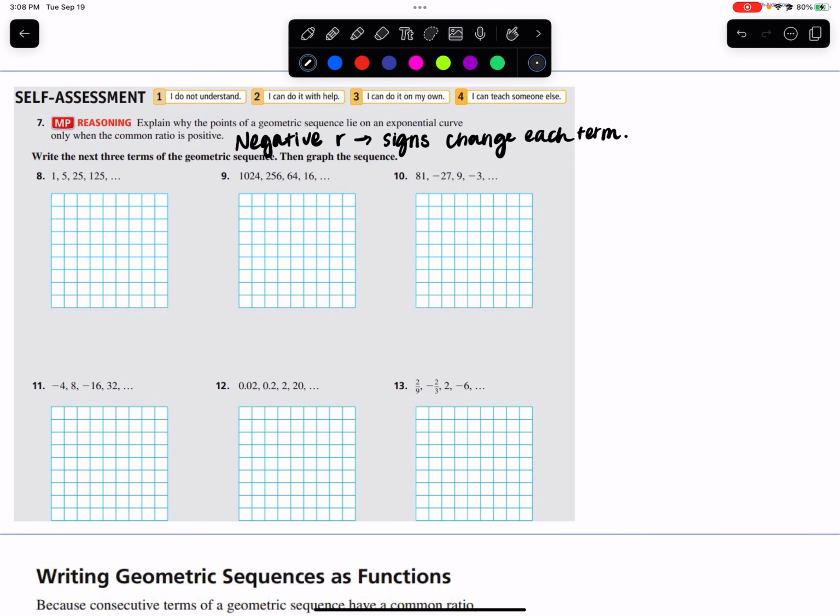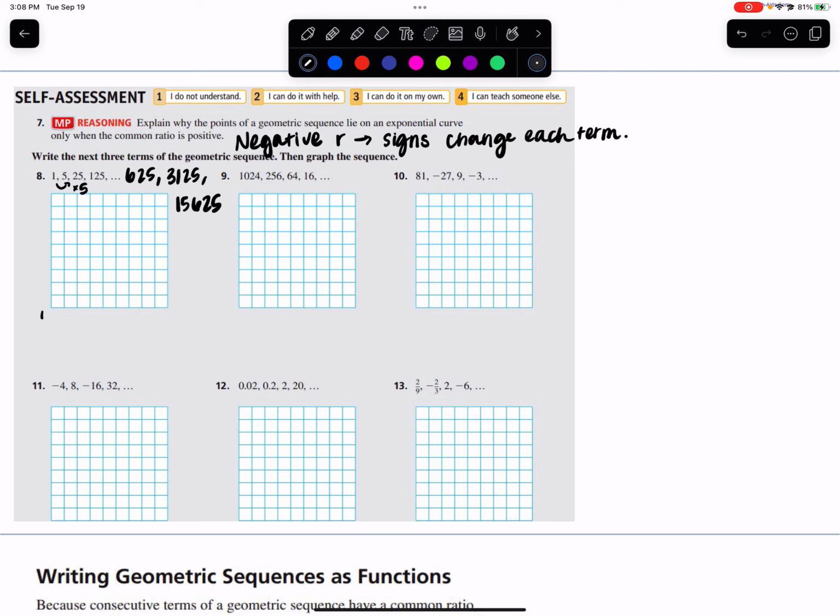All right, 8 through 13. Write the next 3 terms of the geometric sequence, then graph the sequence. You may have not gotten to all of these, and that's okay. We will go over all of them just quickly. So number 8, you should have recognized that we are multiplying by 5 each time. So 125 times 5 is 625. And then that times 5 is 3,125. And then that times 5 is 15,625. And notice how I'm not using commas for thousands, so I don't get confused since I'm writing them as a list.